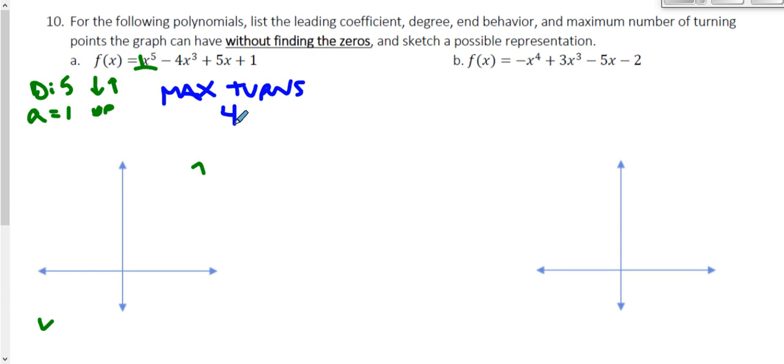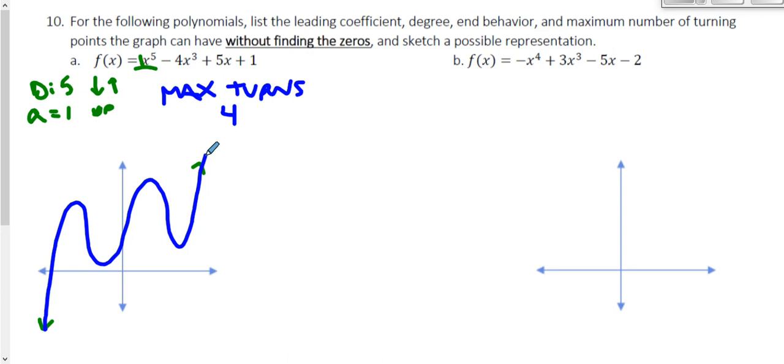So if I want to show all 4 of those turns, just to be creative, I'm going to come up from here. Every hill and valley is a turn. So if I come up here, I can have a hill that's 1 turn, a valley that makes 2, a hill that makes 3, a valley that makes 4, and I need to end high, which is exactly what happens as long as I don't turn around too many times. That's one way to draw this graph.